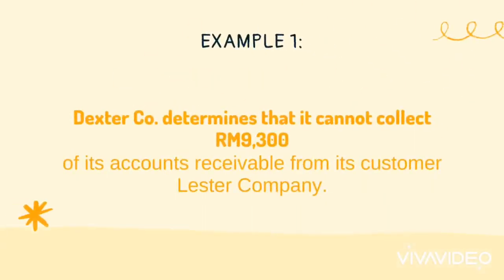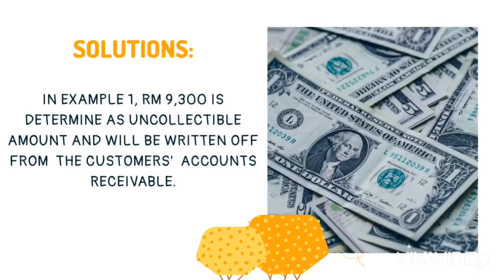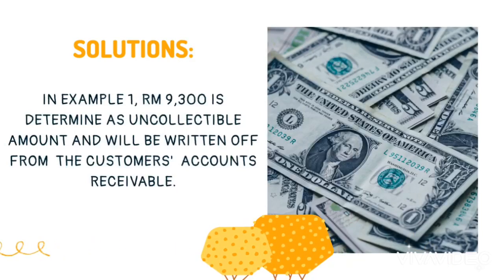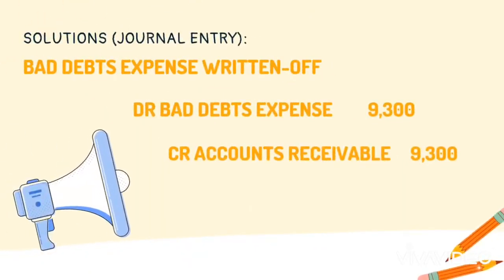Example 1. Dexter Company has determined that it cannot collect RM 9,300 of its accounts receivable from its customer Lester Company. So how do you go about with a solution for this example? So in example 1, RM 9,300 is determined as bad debt expense and will be written off from the accounts receivable. So the solution for this example in a form of general journal is debit bad debt expense and credit accounts receivable 9,300.